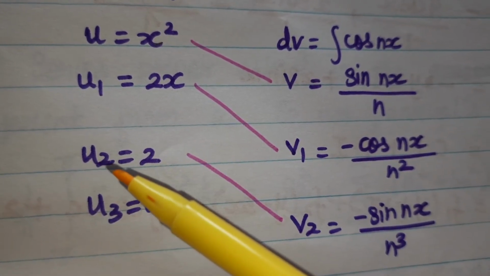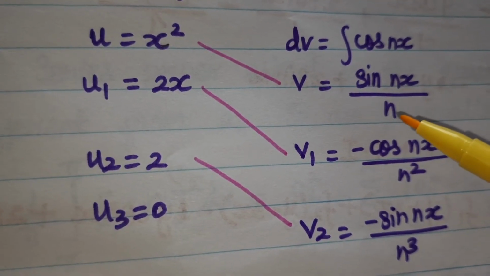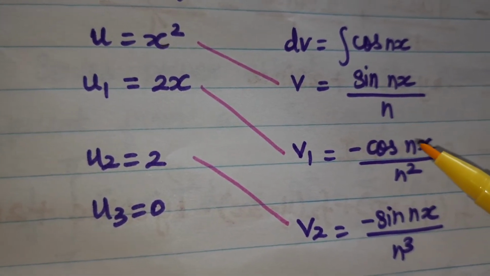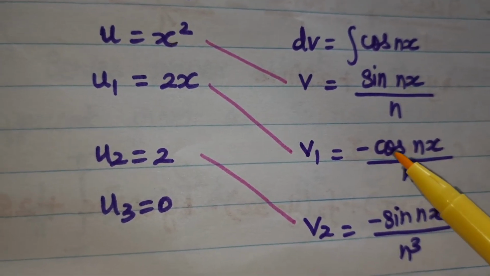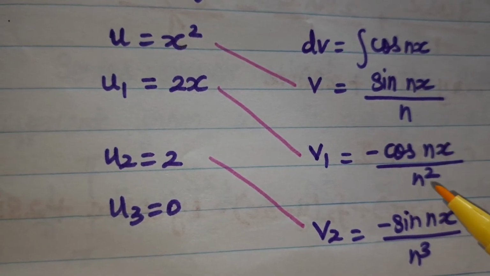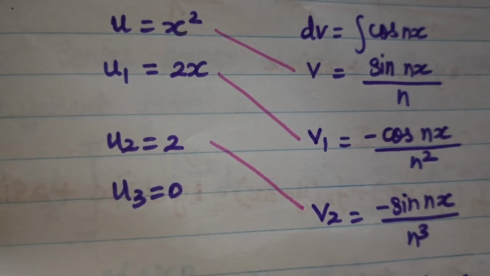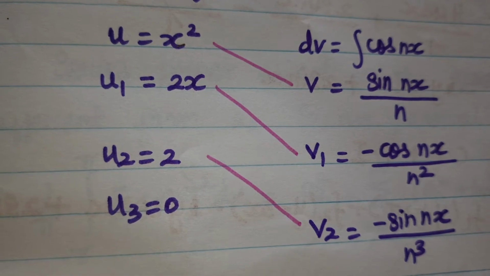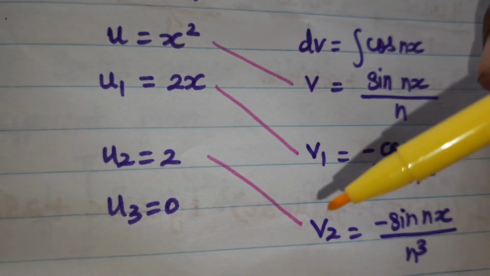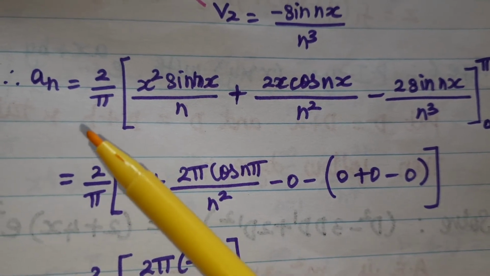So until u becomes 0, we have to find the derivatives, and we have to find the integrals up to v2. Therefore when we integrate cos nx, it is sin nx divided by n. Again because the coefficient is n, it comes in the division. Again if we integrate sin nx, it becomes minus cos nx divided by n square. One more n, so n into n is equal to n square. Then v3 is equal to minus sin nx divided by n cube. So we have to multiply this and put in the equation. So uv minus u1 v1 plus u2 v2. Here an is equal to 2 by pi.